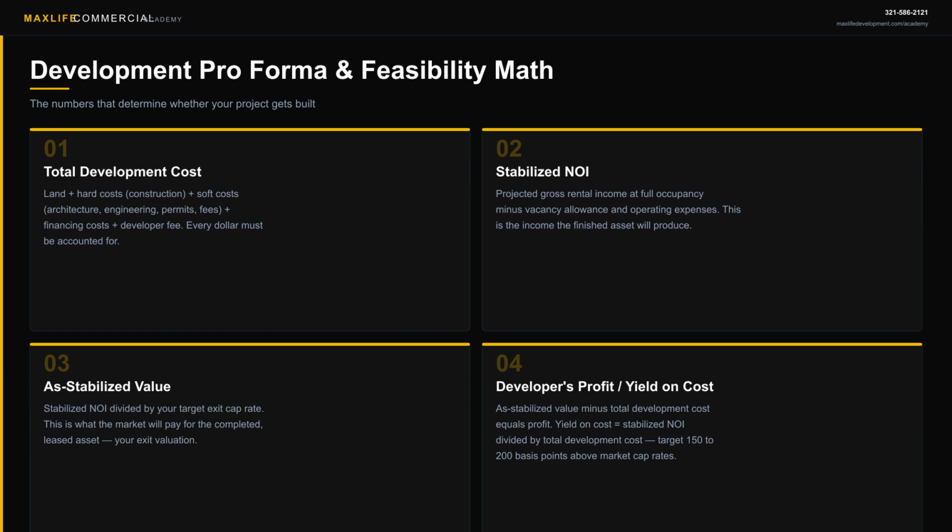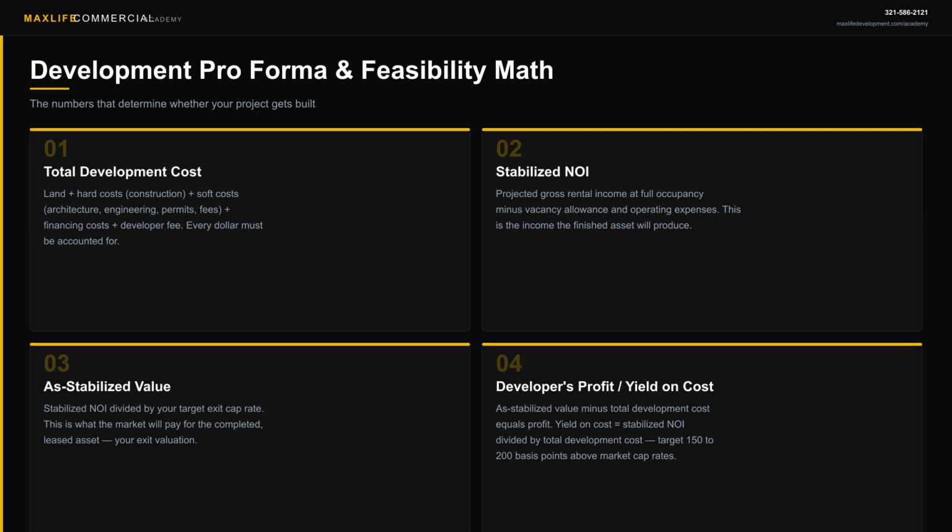Stabilized NOI is your target income once the project is fully leased. You start with your projected rents, grounded in comparable lease comps in the market, apply a vacancy factor, and subtract operating expenses. For NNN leases, the tenant pays most operating expenses, which simplifies this calculation significantly. As stabilized value is simply the stabilized NOI divided by your target exit cap rate.